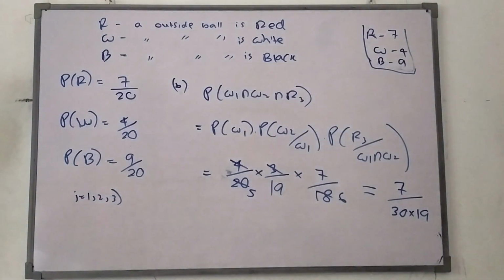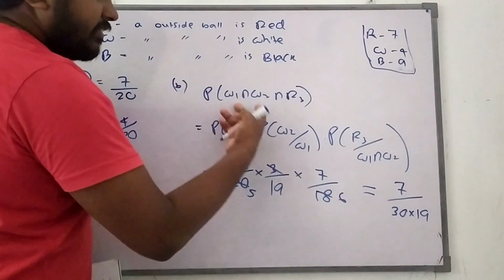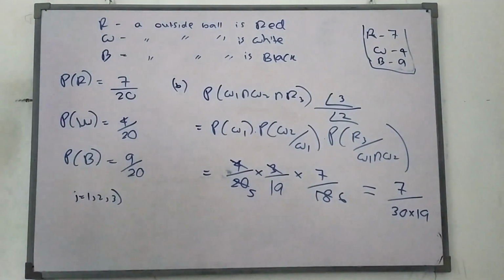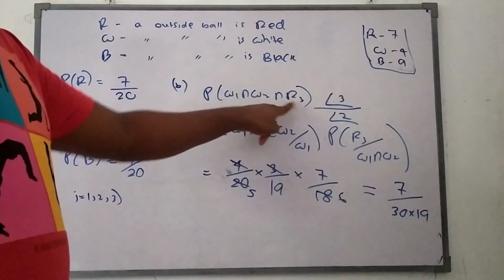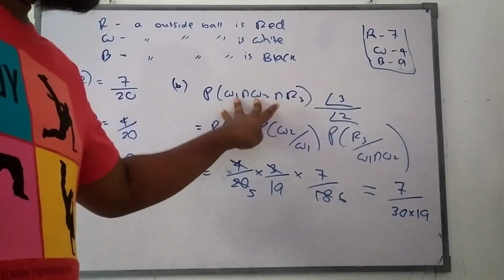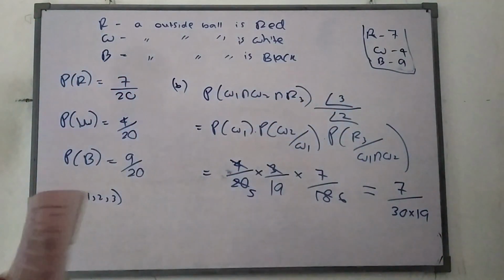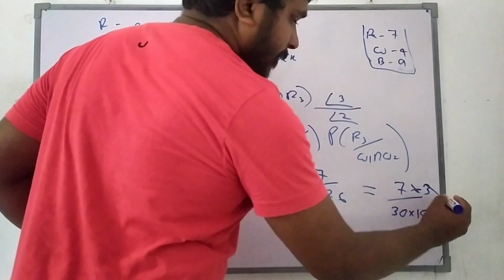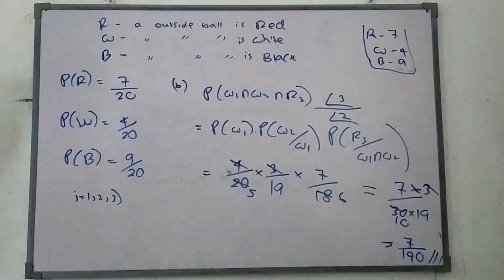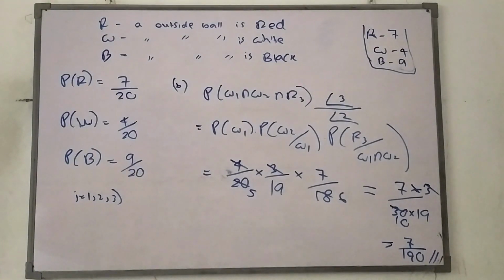But actually this can be changed, right? These can be changed, right? So factorial 3 divided by factorial, see, because we are not considering the order, so it can be any order. W1, W2 and R3. So likewise, we have 3 factorial divided by, we have 2 same, factorial 2, right? It's multiplied by 3, it's 7 over 190. This is the part B.